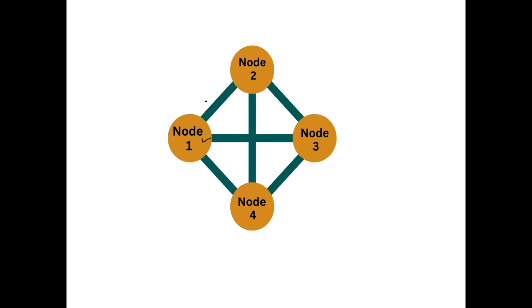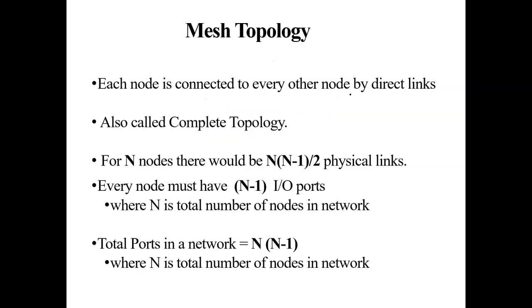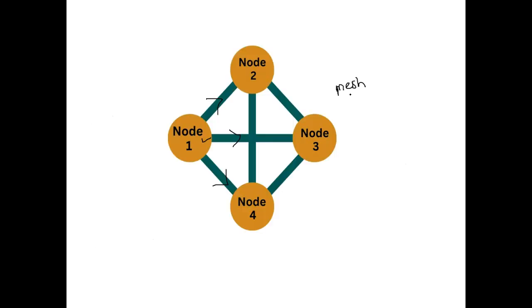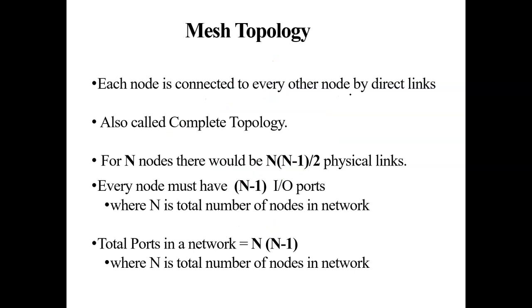Means this node 1 is connected here to node 2, node 1 is connected here to node 3 and it is also connected to node 4. Here you can see all these nodes are connected to each other and they form a pattern of mesh. So it is written here, each node is connected to every other node by direct links. Here all these nodes are connected with all other nodes by direct link. So there is no intermediate node between two nodes. Because of this type of pattern, this mesh topology is also called complete topology.